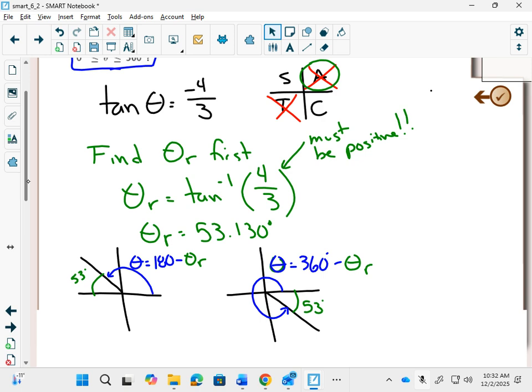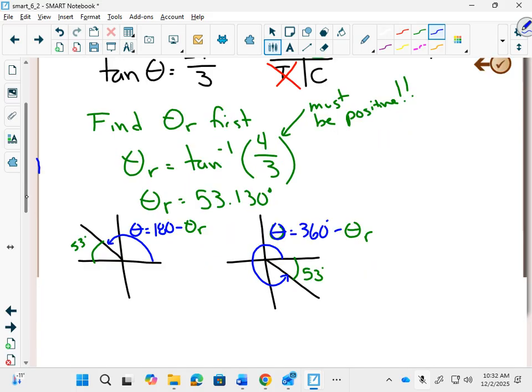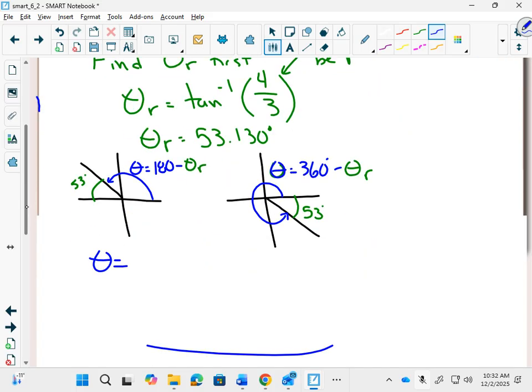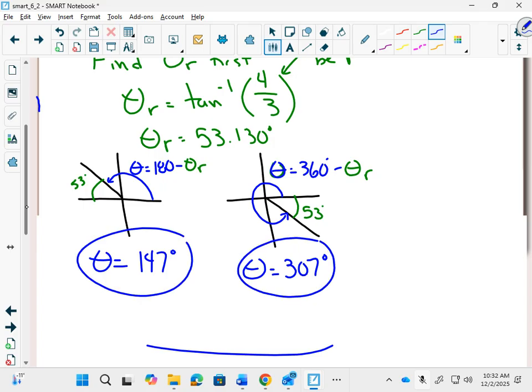Okay, so now, what can we do? We can solve this. We can go to our calculator, and we can say theta is going to equal 180 minus 53, 127 degrees, and theta is going to equal 360 minus 53. Two answers, 127 degrees and 307.